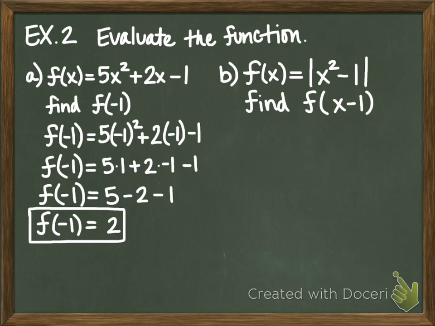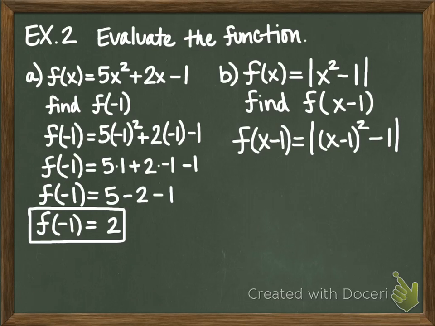Okay, we're also going to be evaluating functions with expressions. So here I have f of x equals the absolute value of x squared minus 1, and I want to find f of x minus 1. So I'm going to plug in x minus 1 everywhere there's an x. So I have the absolute value of x minus 1 all squared minus 1. Now when you have a binomial squared, remember that it's something times itself.